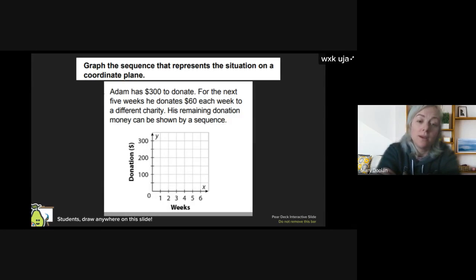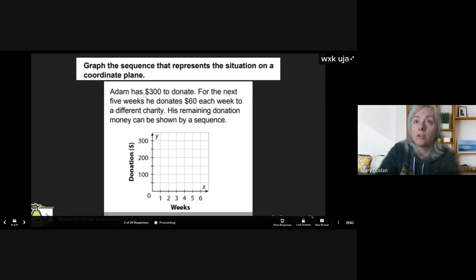So it's asking us to represent his remaining donation money. You want to be careful that you're not trying to graph what he's donating, because that's not what it says to do. You want to graph his remaining donation money. So Adam's starting with $300. And on our coordinate plane here, we have the donation amount on our y-axis, and the time, weeks, on the x-axis. So something is happening each week.